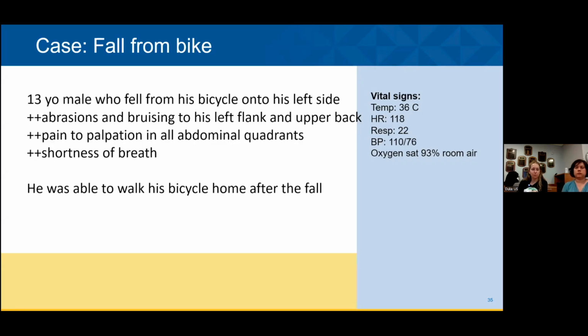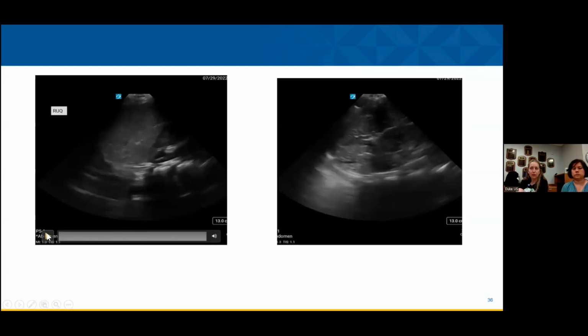He came to the hospital after he walked his bike home and finished whatever he was supposed to be doing at home. On his physical exam, he had abrasions and bruising to his flank and upper back, as well as pain in all of his abdominal quadrants. His vital signs were notable for tachycardia and mild tachypnea with oxygen saturation of 93%. The team evaluated him with a FAST exam.